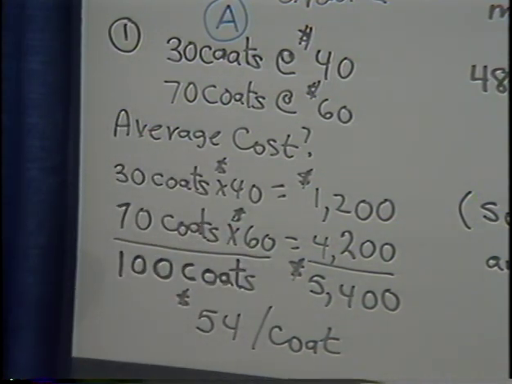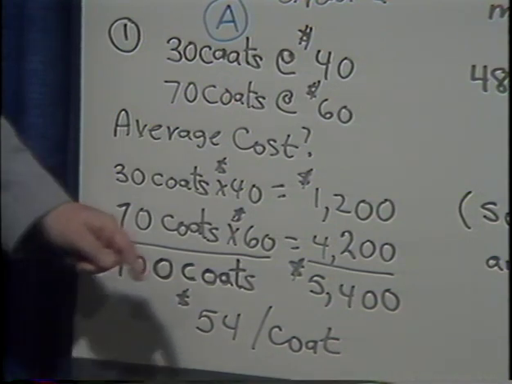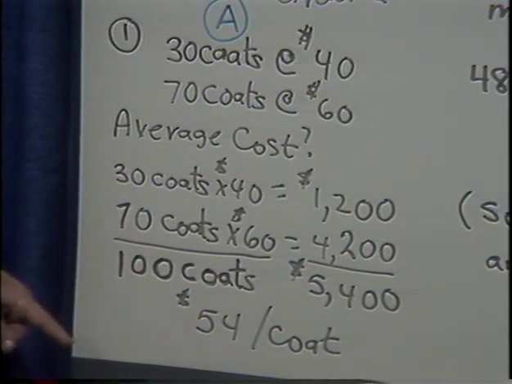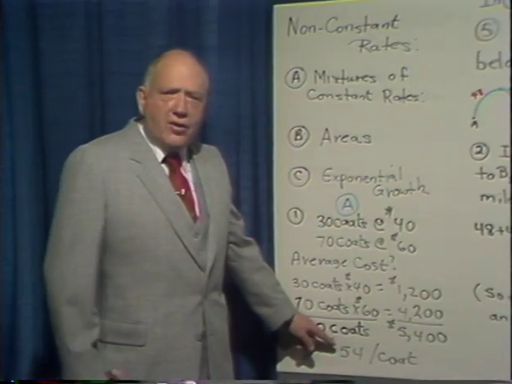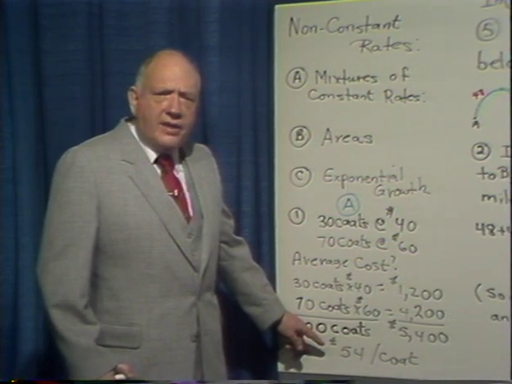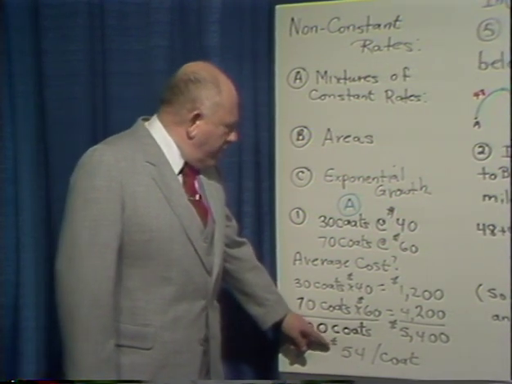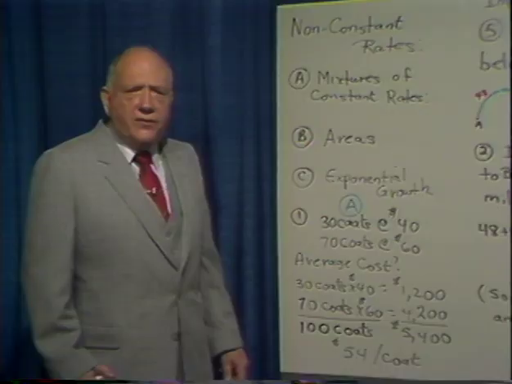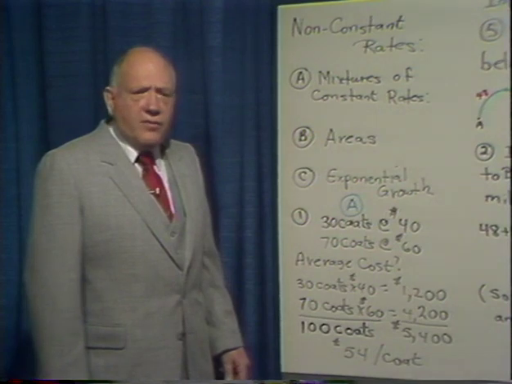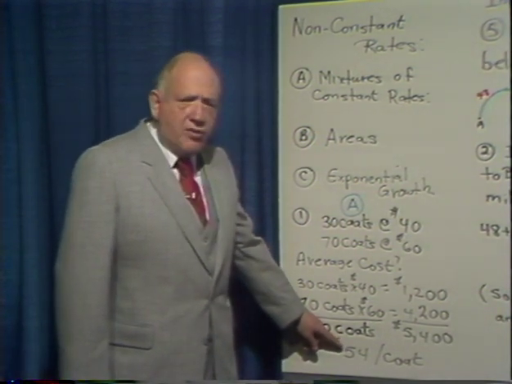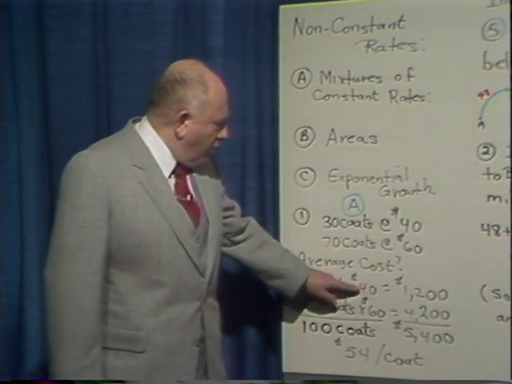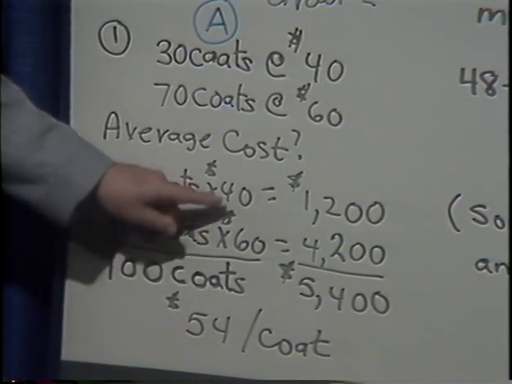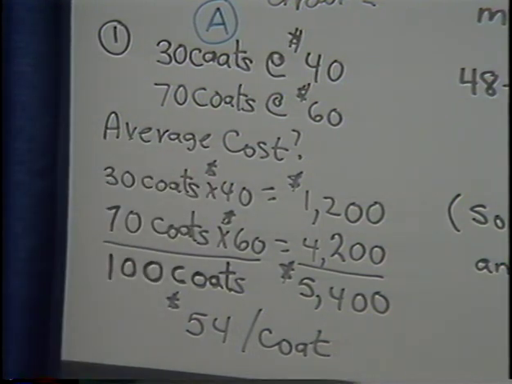In which case, we now proceed as if this were a constant rate problem, and we say the dollars per coat would be $5,400 divided by 100, which is $54, and that's called $54 a coat. And by that, we call that the average cost per coat. See, what it means is if you went out and bought all 100 coats at the constant rate of $54 each, you would have spent $5,400. Notice the danger of an average price over here. See, one price of coat was $40, one price was $60, the average price was $54, which isn't either of the 2 prices that you paid.